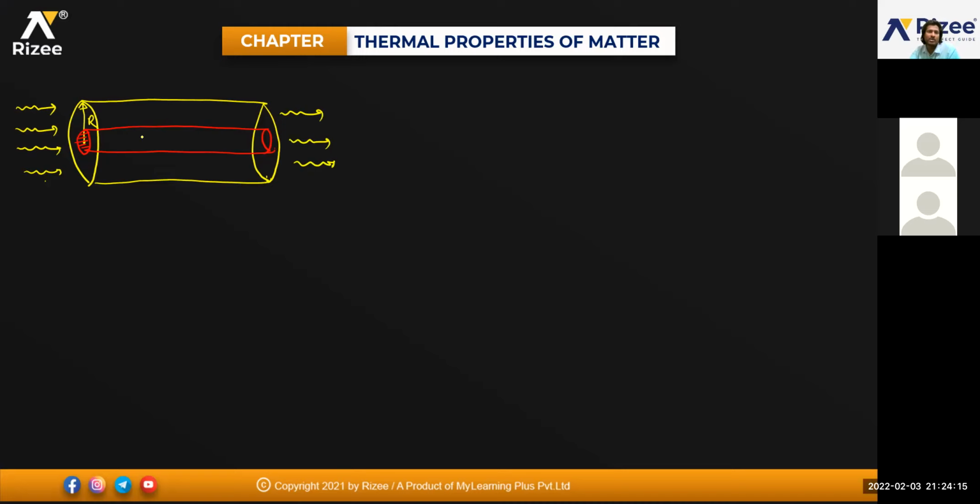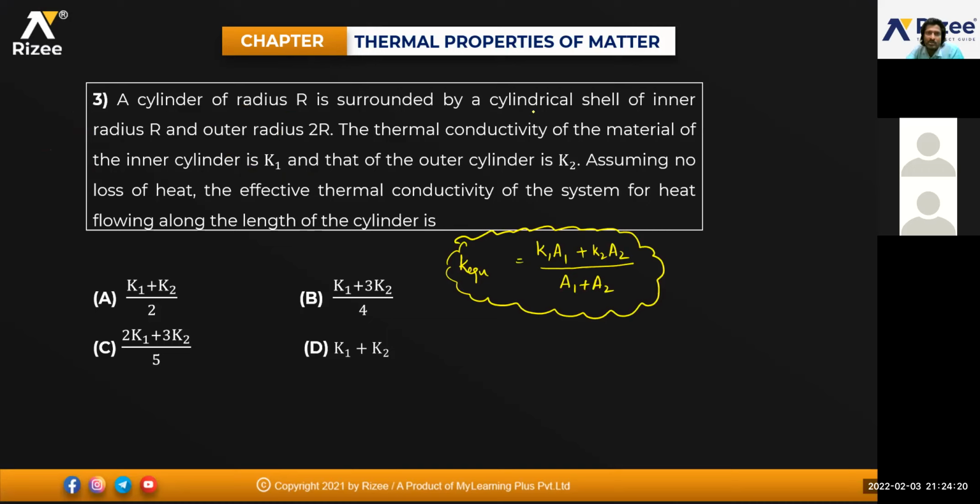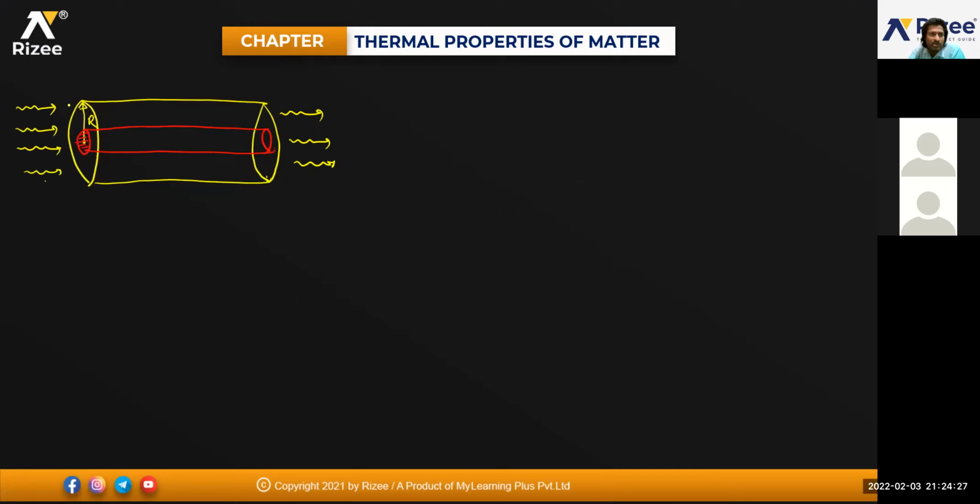So both the cylinders will be in which combination, beta? They are one above the other. Now read the question carefully. A cylinder of radius R is surrounded by a cylindrical shell of inner radius R and outer radius 2R. So the outer radius is 2R, and the inner radius about this axis is R. They are one above the other, so it will form a parallel combination. The given cylinders are in parallel combination.